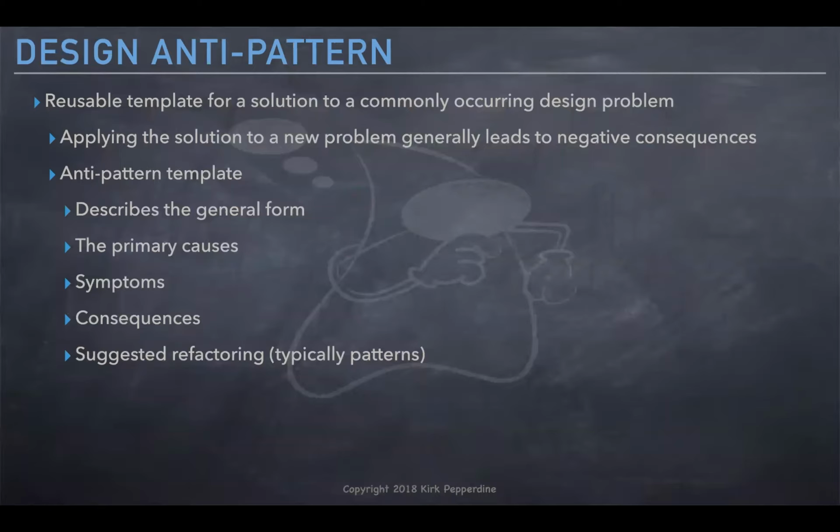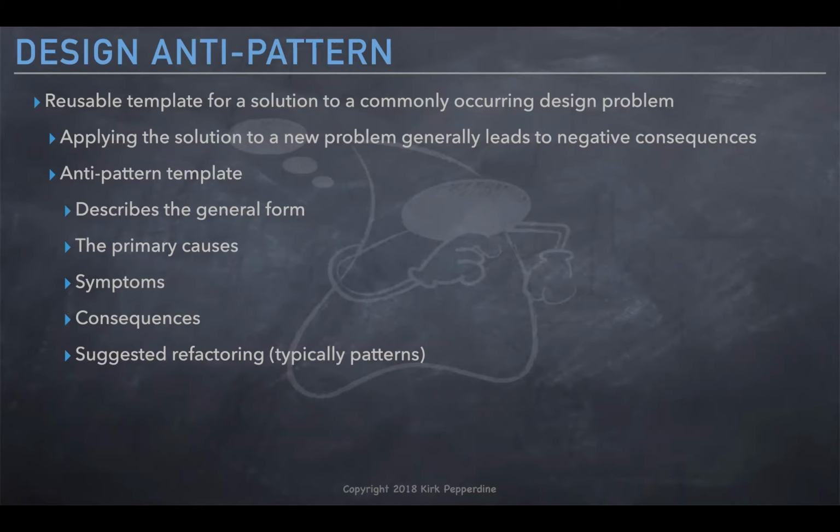So we're going to have this anti-pattern template. We're going to describe the general form of the anti-pattern, the primary causes, the symptoms, the consequences. And typically at the end of it, we're going to say, well, if you're in this situation, maybe you should have done this. And here's a pattern that generally will lead you to a good result and away from these negative consequences.